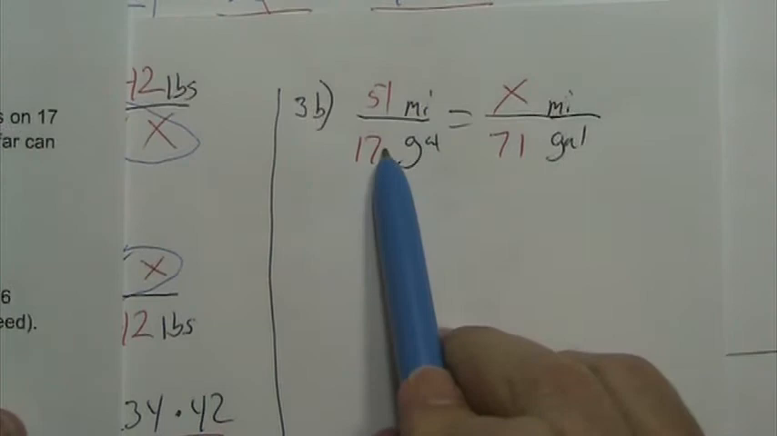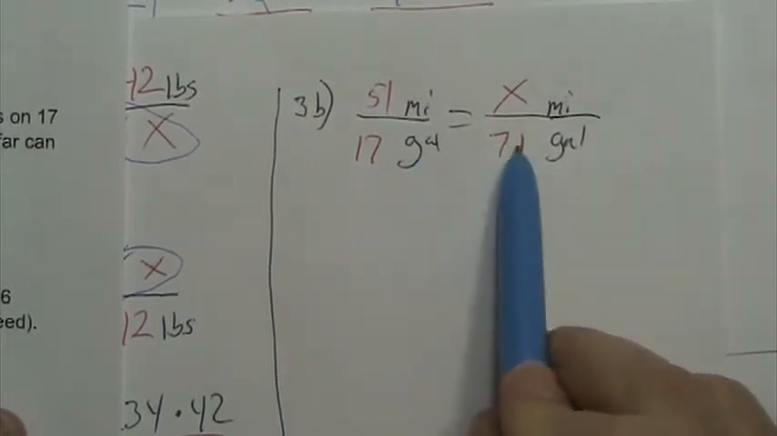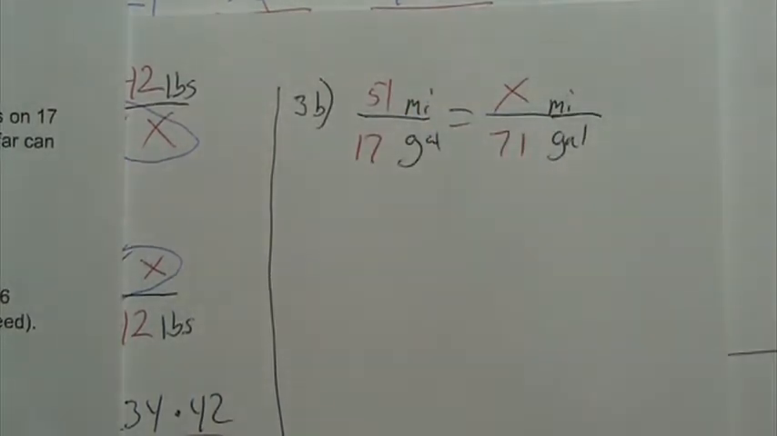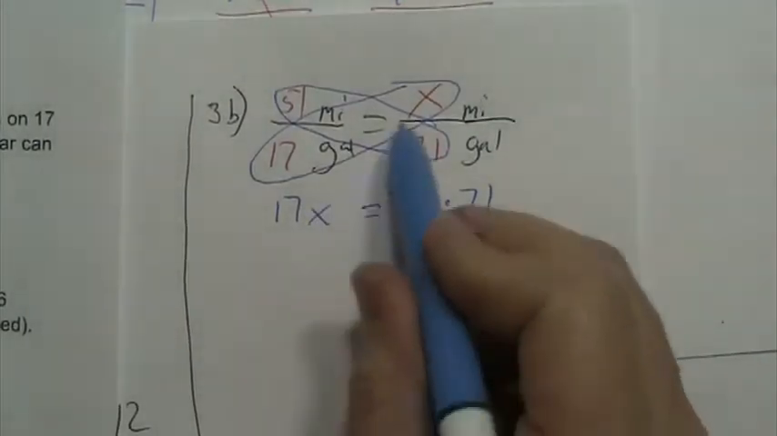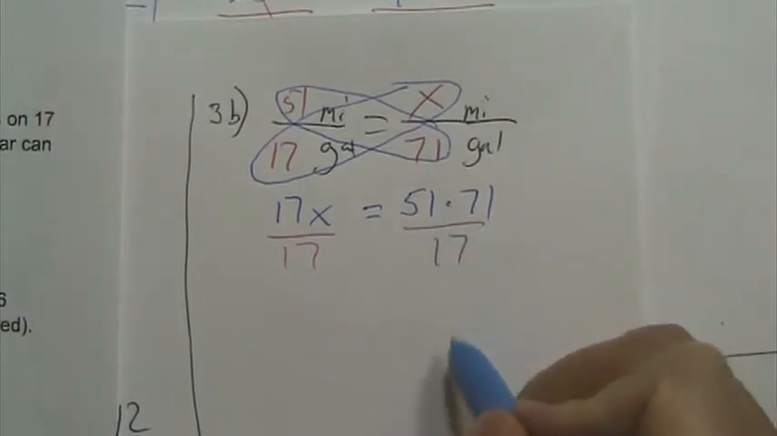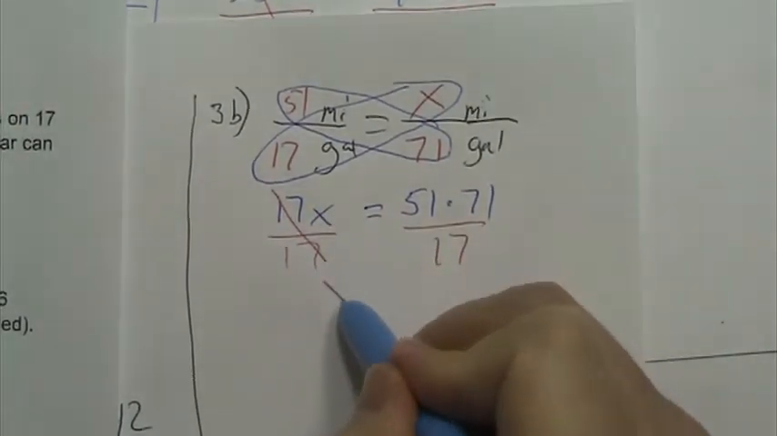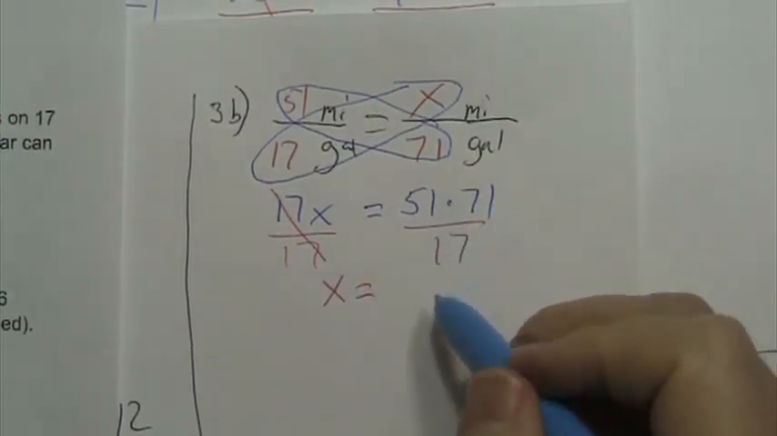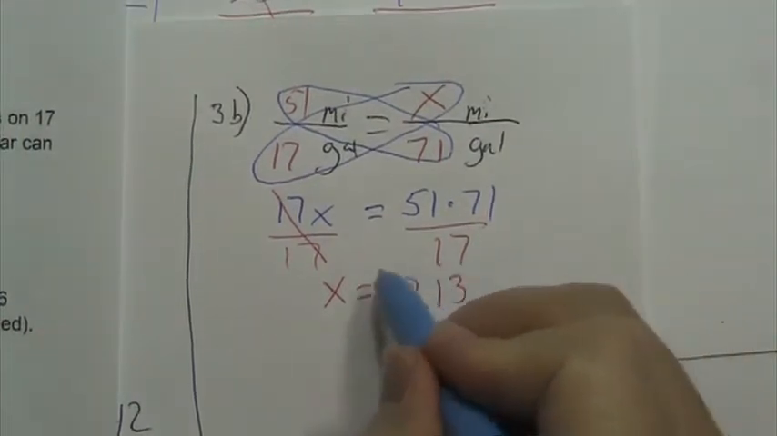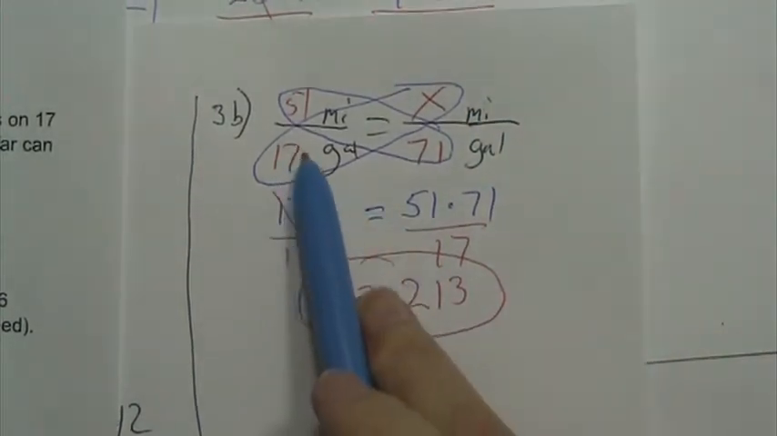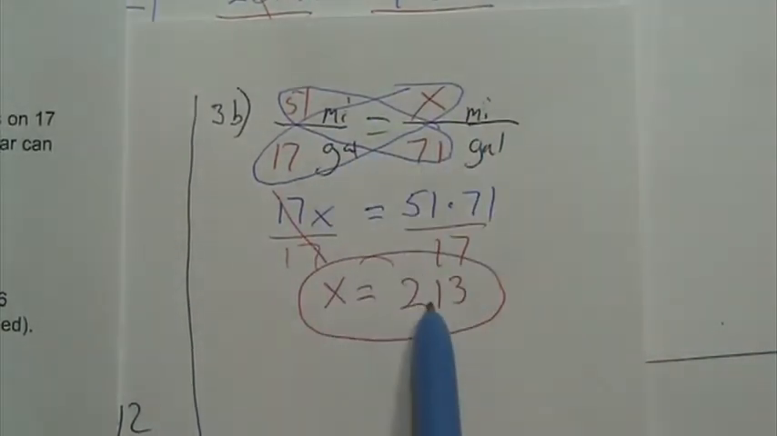Okay, now notice that it went from low to high. It went up. It scaled up. So this number here has to be more than 51. So I do my cross products. Divide by 17. Remember, that's a times right there, that dot. That's gone. You get X by itself. And if you calculate all this out, it comes up to 213. The answer is 213 miles. Notice how it went up quite a bit.